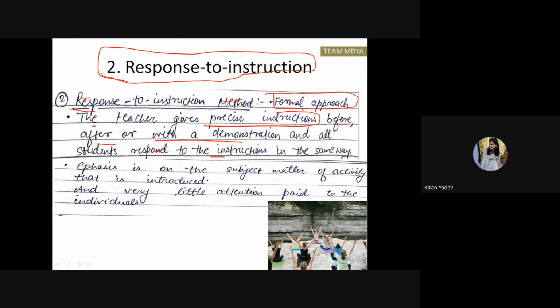The emphasis is on the subject matter of the activity that is introduced. The emphasis is not on the individuals who are learning, but on the subject matter in the response to instruction method. Very little attention is paid to the individuals. The best example of this can be yoga day, when there is a yoga teacher who gives instruction to a large number of yoga students. In that case, little attention is given to the individuals.